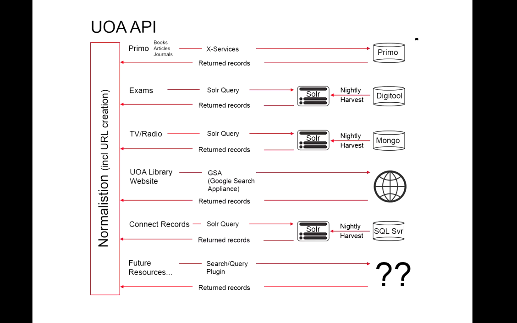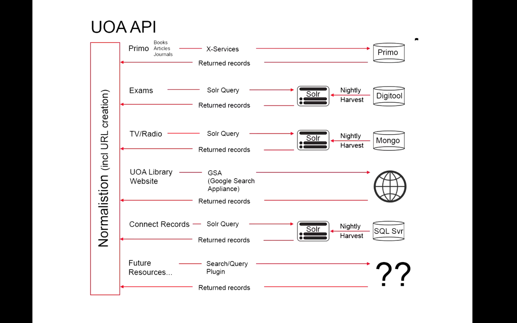With Digitool, which we don't like, it really is a tool of a product, so we do a nightly harvest into Solr, and then when we do a search, it's in real time, but it's in our own Solr index. Similarly with TV and radio, that's a separate database in Mongo, and that's also gone into Solr. Then the website, we're using a Google search appliance, and that's in real time and returned records.